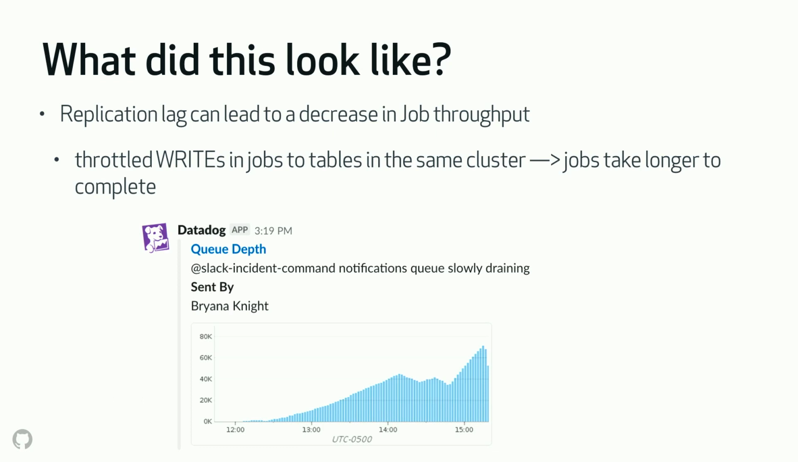So when replication lag is high, these jobs take longer to complete because we're waiting for the replication lag to subside. And so this just leads to a backup in jobs. And some things that we have in our job queues are things like notifications delivery and some UI updates, depending on what that page is. So this ultimately can lead to not the best user experience.